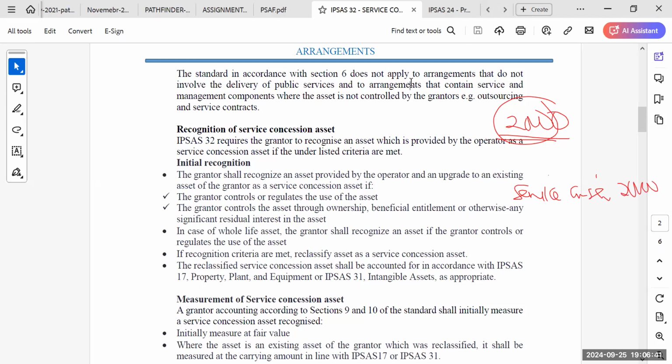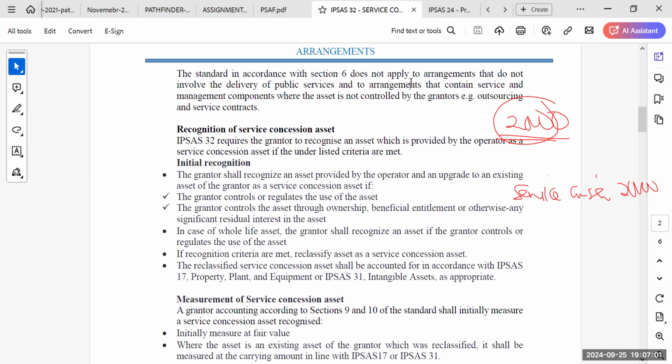But if it is an asset that is being constructed by the operator, then that particular asset should be recognized at fair value. If you say fair value, we are just talking about a value that the asset can be purchased for, or the cost of the assets.